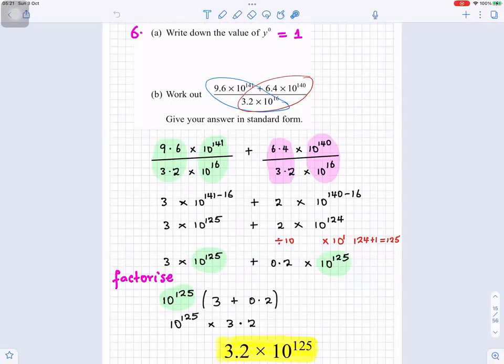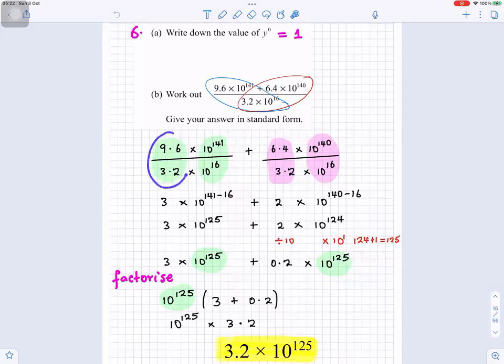Work out. What you want to do is divide that first: 9.6 times 10 to the 141 divided by 3.2 times 10 to the 16. After that, you divide this together. And don't forget to put the plus sign in between them. So you have 6.4 times 10 to the 140 divided by 3.2 times 10 to the 16.